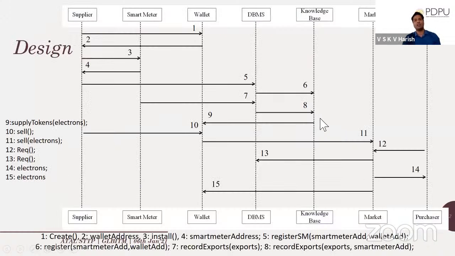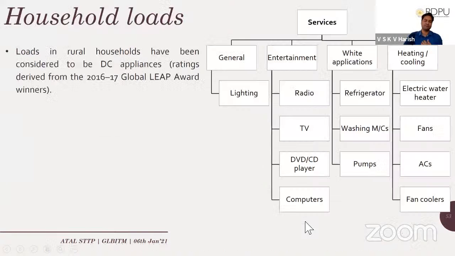This is the schematic diagram. Each and every supplier will have a smart meter and a wallet attached to it. Each smart meter and wallet will have a particular address that will be saved in the database management system. And each and every transaction that has happened throughout the day will be saved in the centralized peer-to-peer station, that is the knowledge base.